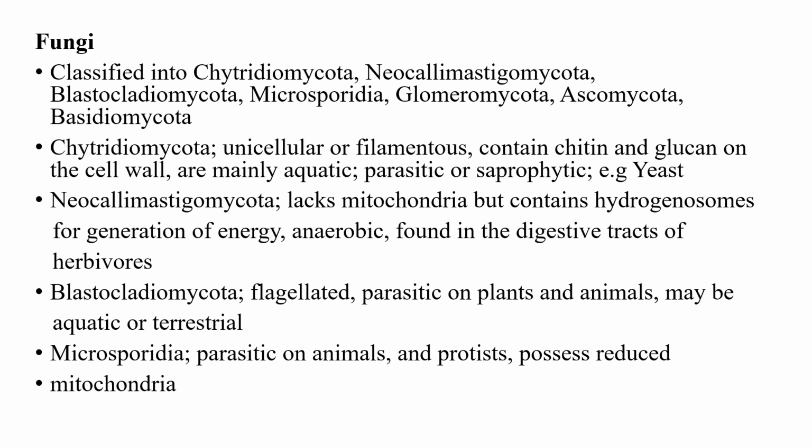The Chytridiomycota are unicellular, and sometimes they may be filamentous. They contain chitin, and they also have glucan on the cell wall. The Neocallimastigomycota, in their own case, don't have mitochondria, but they contain hydrogenosomes for generation of energy, and they are also anaerobic. Then the Blastocladiomycota are flagellated and parasitic, that is, they normally live on plants and animals, and sometimes they could be terrestrial, found on land, and they could also be found inside water.